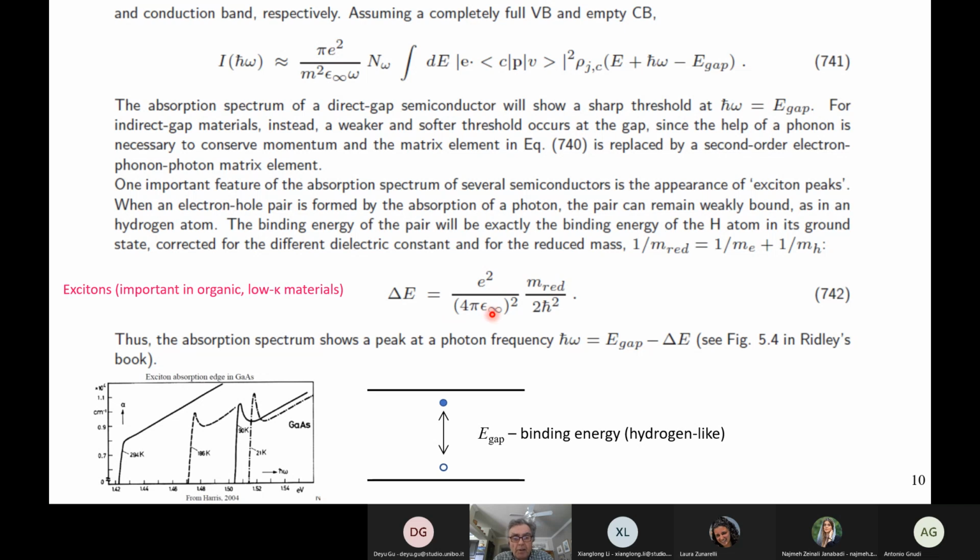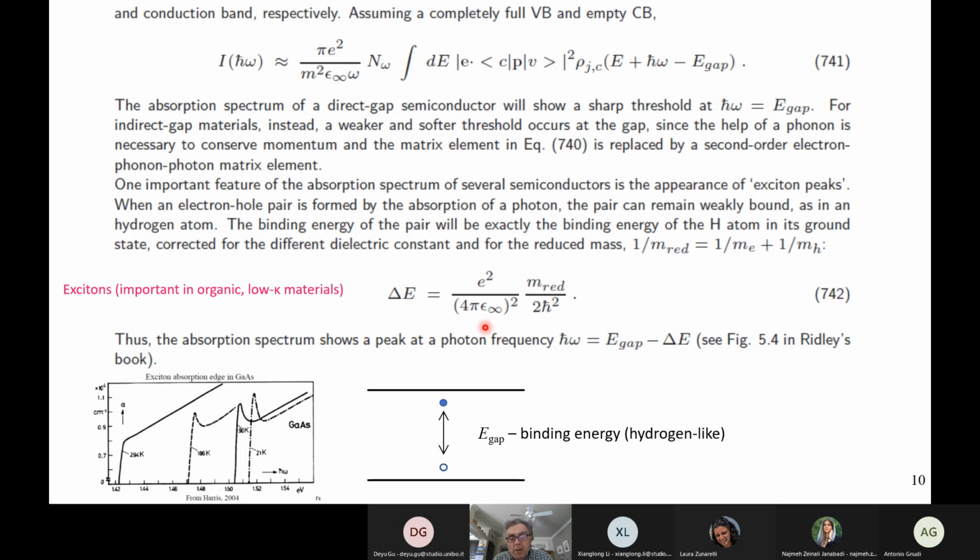Now, clearly the dielectric constant will not be vacuum, so epsilon will be bigger than 1. For materials like gallium arsenide, germanium, silicon, this is bigger than 10. So the energy of the exciton, as we saw for the ionization energies of impurities, will be of the order of tens of millielectron volts. So it's a small correction to the absorption threshold. However, it's particularly important at low temperature, and you see this excitonic peak.